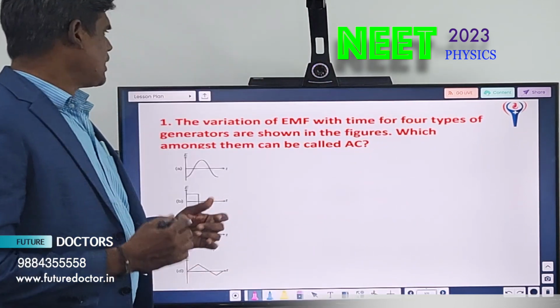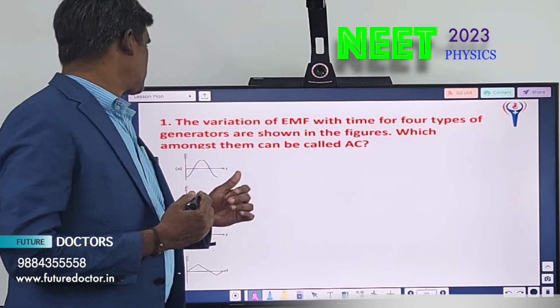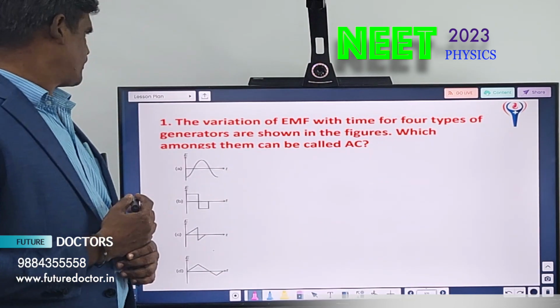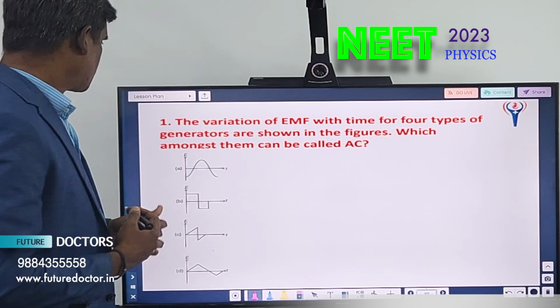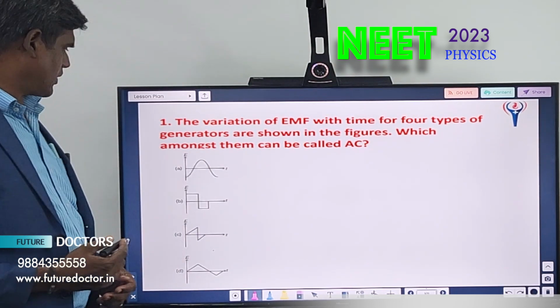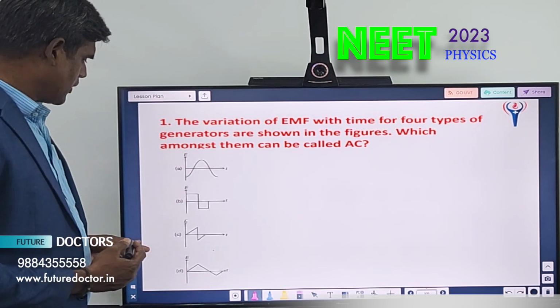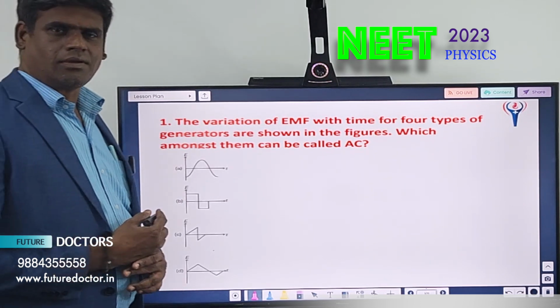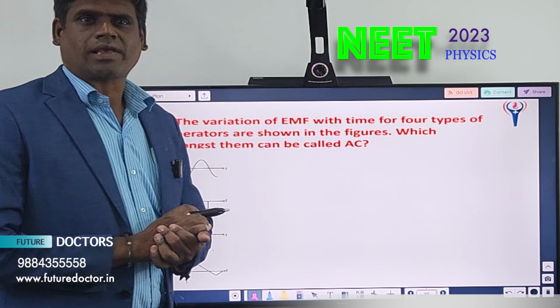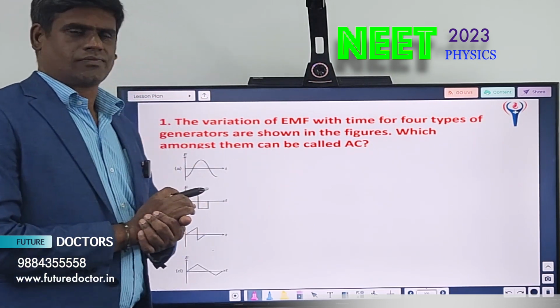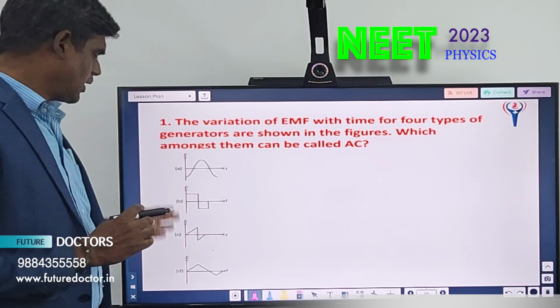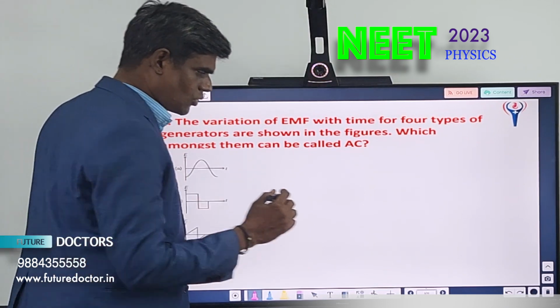Question number 1. The variation of EMF with time for 4 types of generators are shown in the figures. Which among them can be called AC? A waveform, B waveform, C waveform, D waveform. Here we should know the idea about the actual alternating current. By knowing the nature of AC, you are able to find the waveform from the options. Let's move to question number 2.